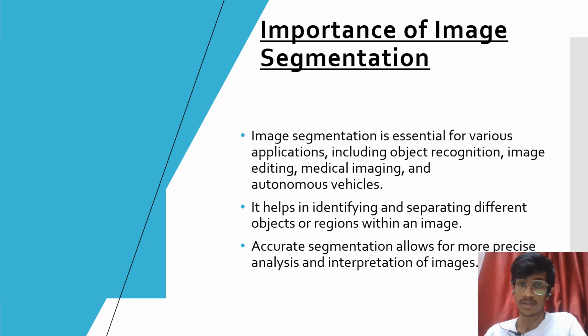It helps in identifying and separating different objects or regions within an image, as I said in the previous slide. Accurate segmentation allows for more precise analysis and interpretation of images. It helps in analyzing the image more accurately. So this is where image segmentation comes into the picture.